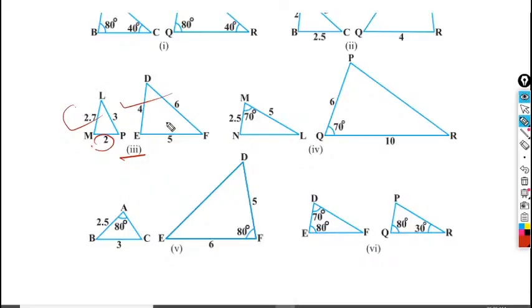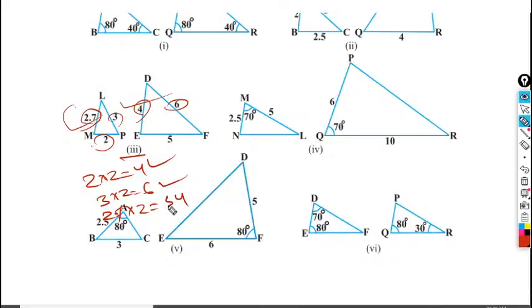MP is 2 centimeter, here DE is 4 centimeter, meaning 2 into 2 is 4. Then 3 into 2 is 6. But 2.7 into 2 equal to 5.4, and there is no 5.4 here, there is 5 centimeter. So these two triangles must not be similar. You can write it here.